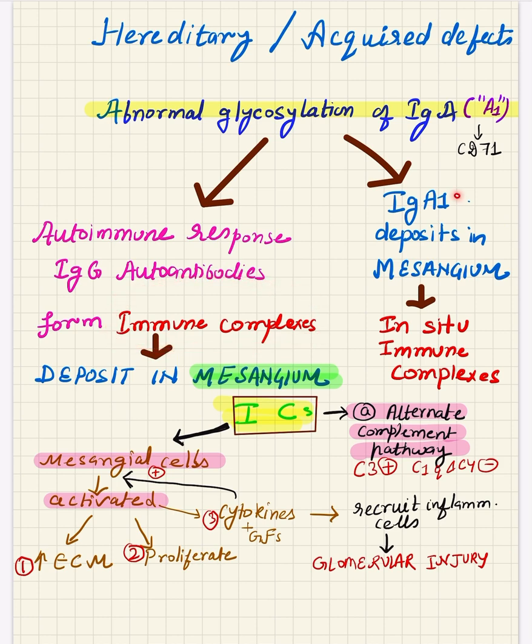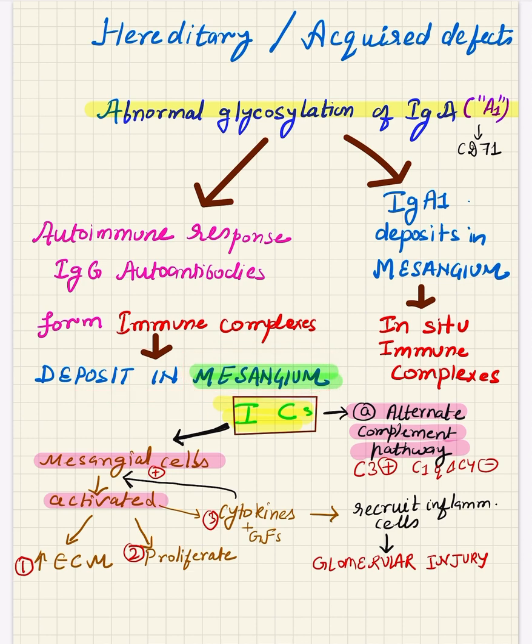Alternately, these IgA1 molecules can get deposited in the mesangium. In the mesangium, there are transferrin receptors known as CD71, and when this IgA1 reaches the mesangium, IgG can get attached to it to form in situ immune complexes. So immune complexes can be circulating as well as in situ.